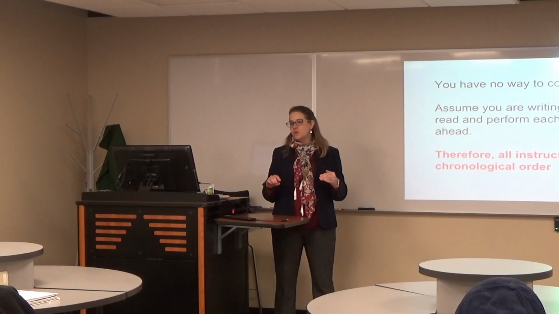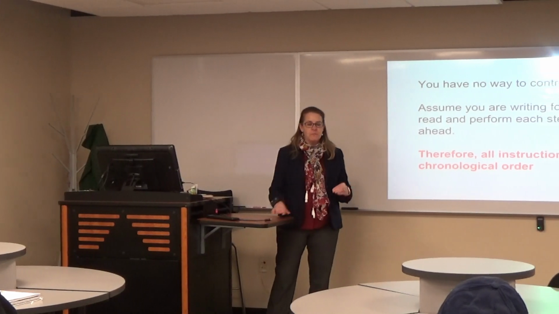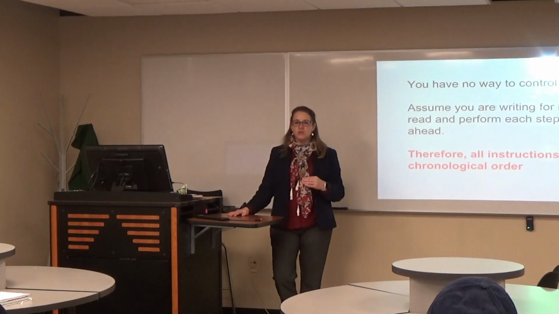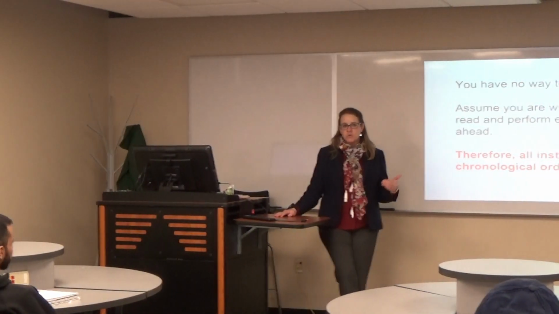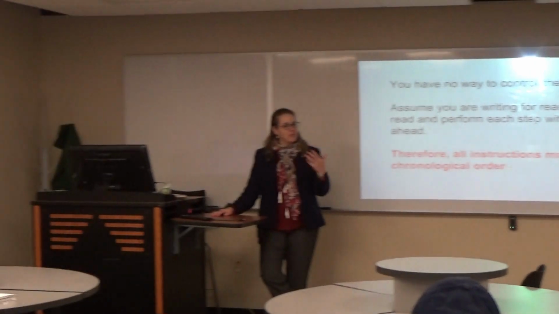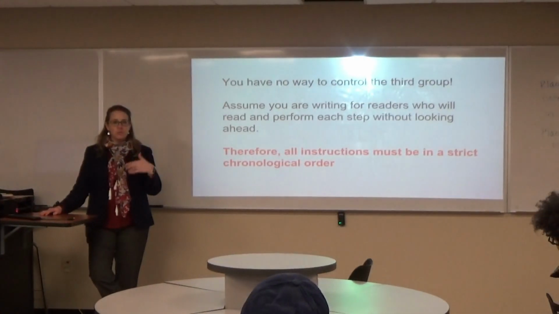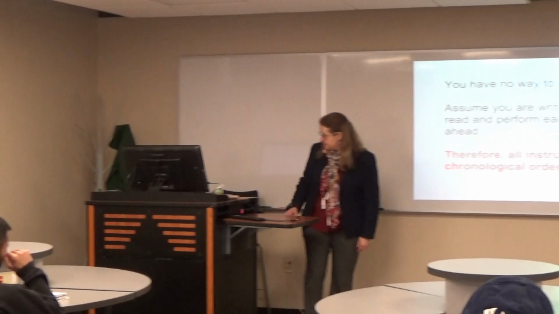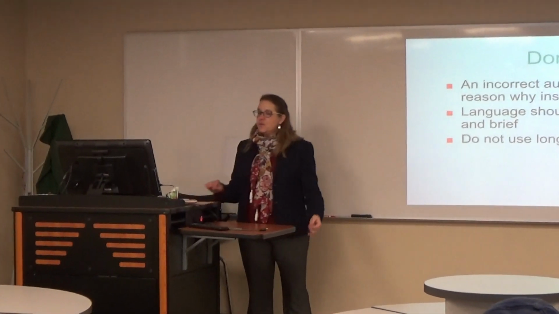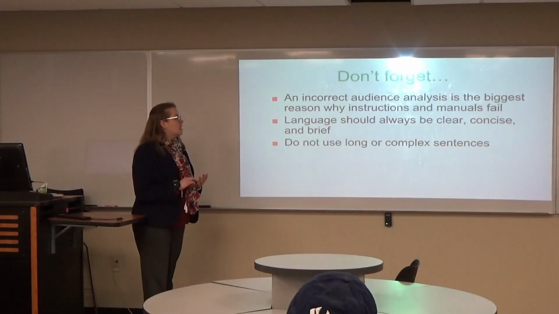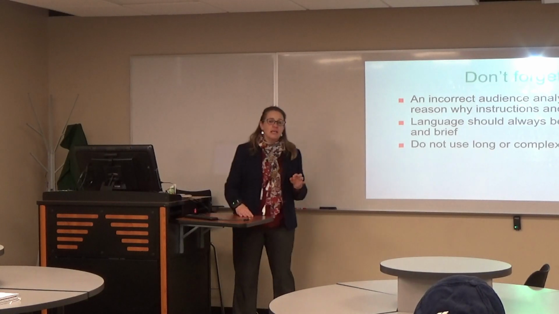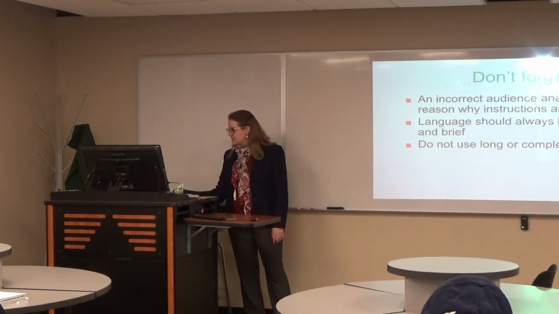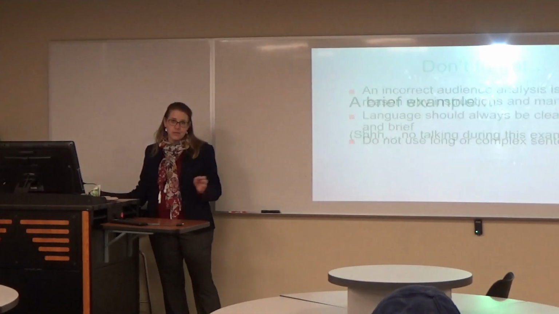But what we can design for are type 2 and type 1 people. And in order to do this, we want to make sure that our instructions are in a strict chronological order, because then we cover both of those people. So people who are just going to follow step by step and do the next step, if it's written chronologically, they're not going to mess up. Don't forget, if you have an incorrect audience analysis, this is the biggest reason why our instructions are going to fail. Your language should be clear, concise, and brief, and don't use too long or complex of sentences. Actually, no sentences is even better.